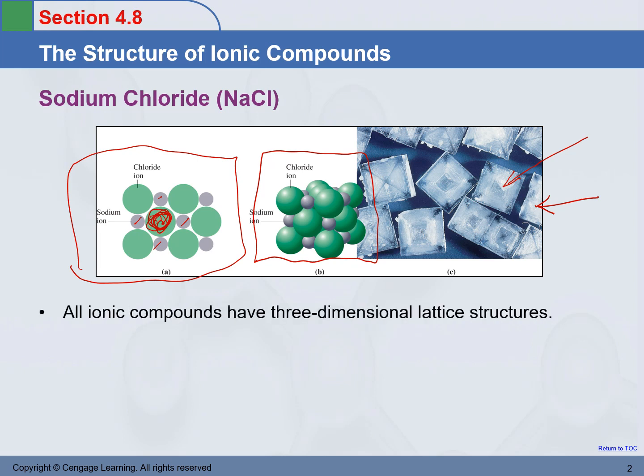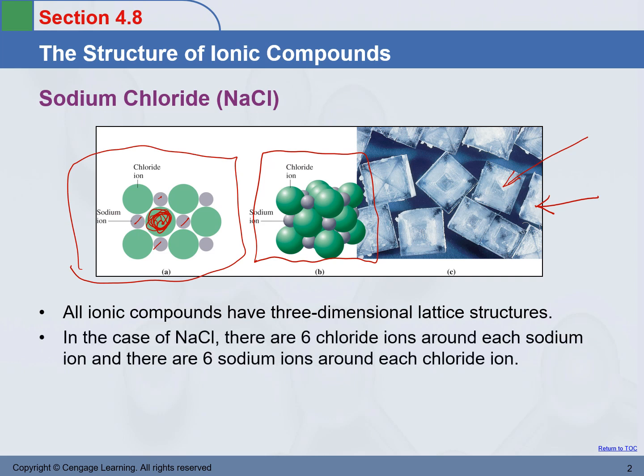All ionic compounds have three-dimensional lattice structures. They may arrange the ions a little bit differently from what is shown here for sodium chloride. However, they will all have this kind of three-dimensional lattice structure. In this specific case, for sodium chloride, again, there are 6 chloride ions around each sodium ion, and there are 6 sodium ions around each chloride ion.